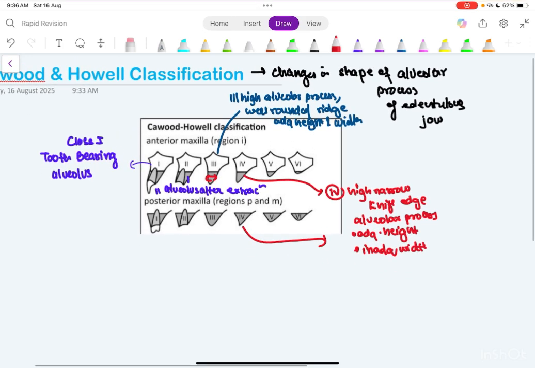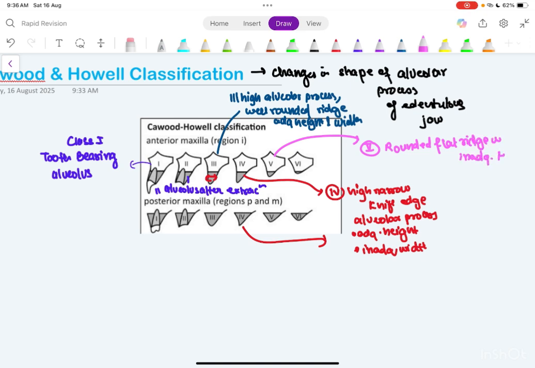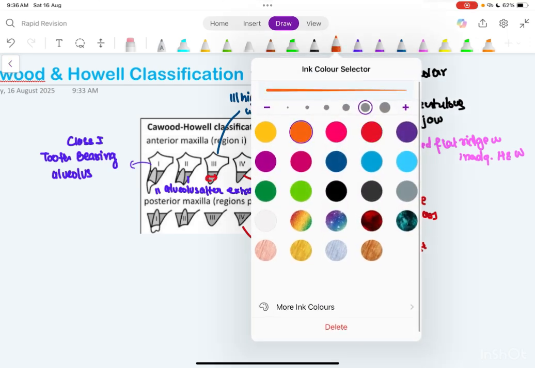Okay, now coming on to the fifth one. In the fifth you will see that now it is rounded, but it is also flat. Look at this one also, right? So rounded, flat ridge with inadequate height and width. Now look at the sixth one, which is the last one.